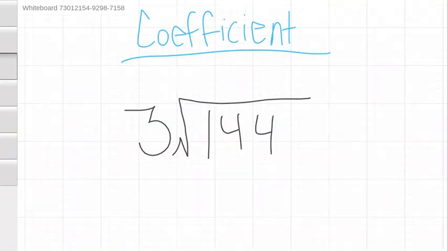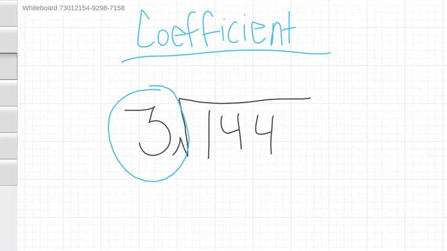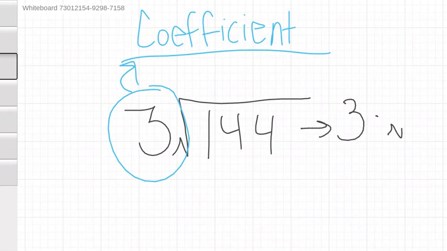The next part of a radical is the coefficient. The coefficient of a radical is the monomial that is being multiplied by the radical. So 3 square roots of 144. Well, 3 would be the coefficient, because 3 square roots of 144 is just 3 times the square root of 144.